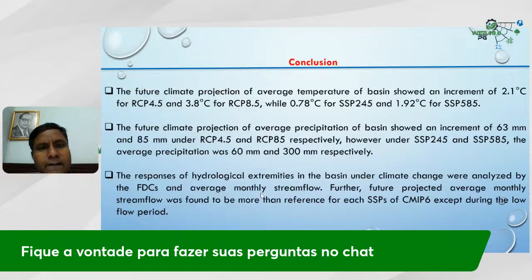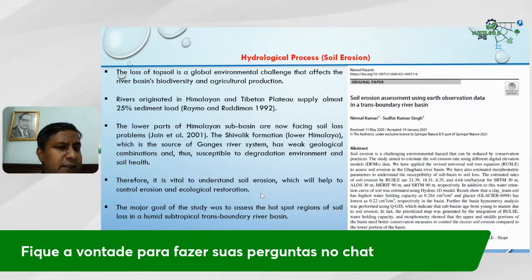So the future climate projections of average temperature of the basin showed an increment, as we already discussed, 3.5 and 2.5, 3.5 and 3. And the future change in the rainfall pattern, this is also discussed. We have discussed the GCMs. Here, we developed the model for the discharge. Now we are going to estimate the soil erosion.